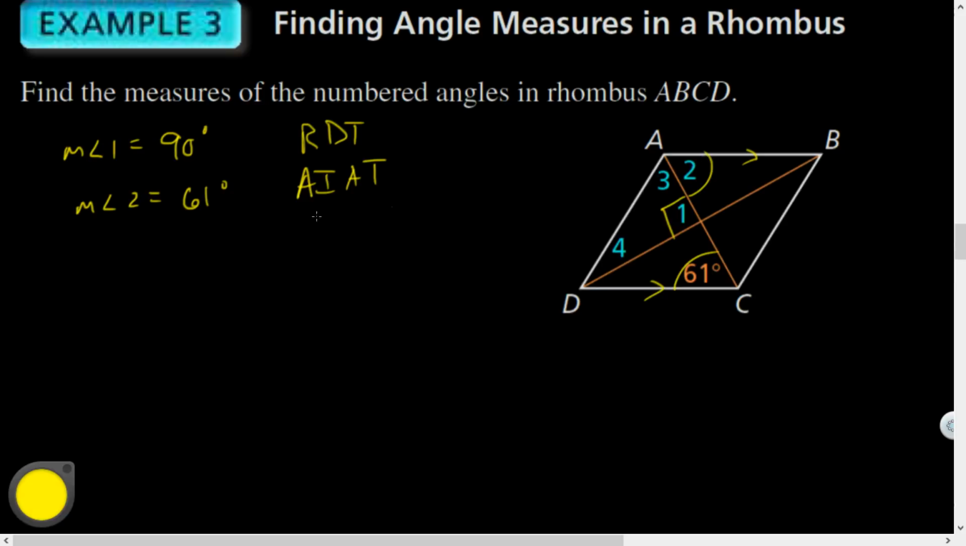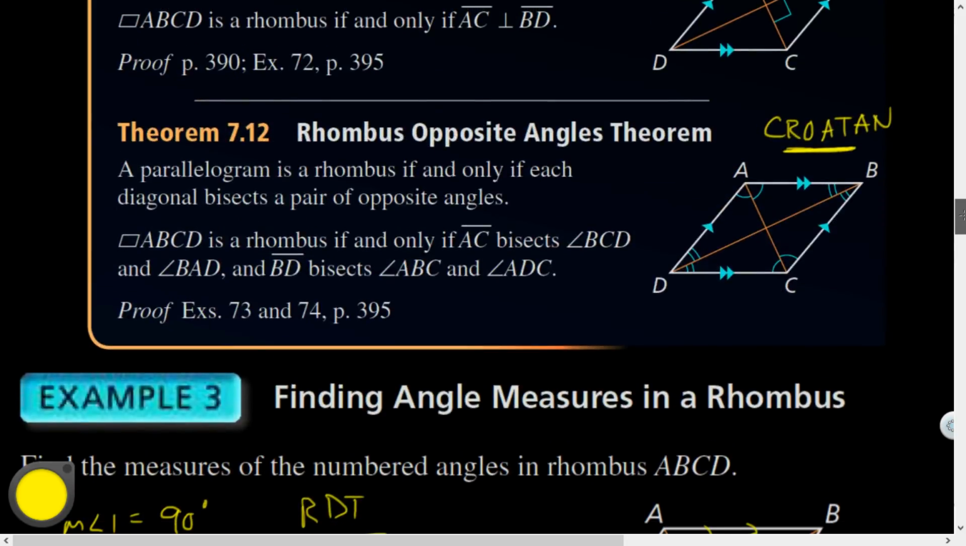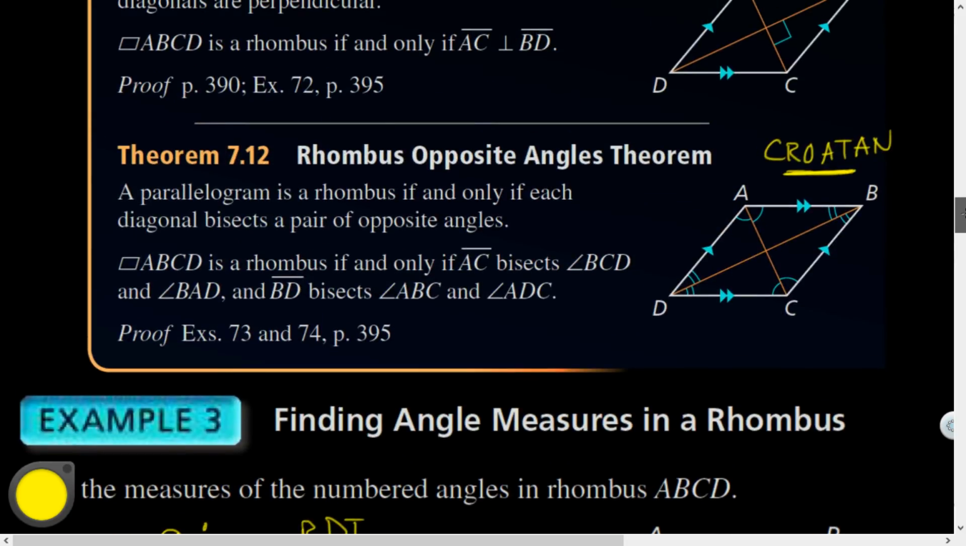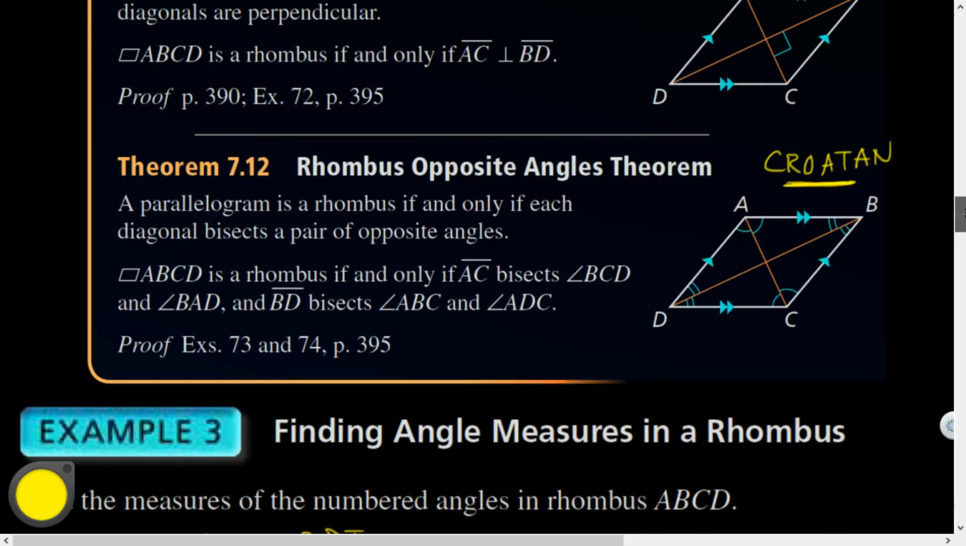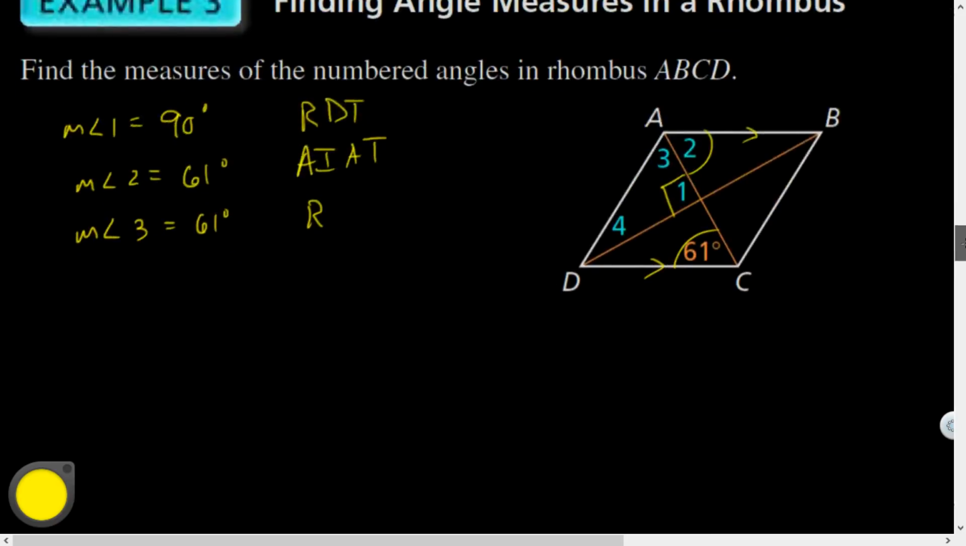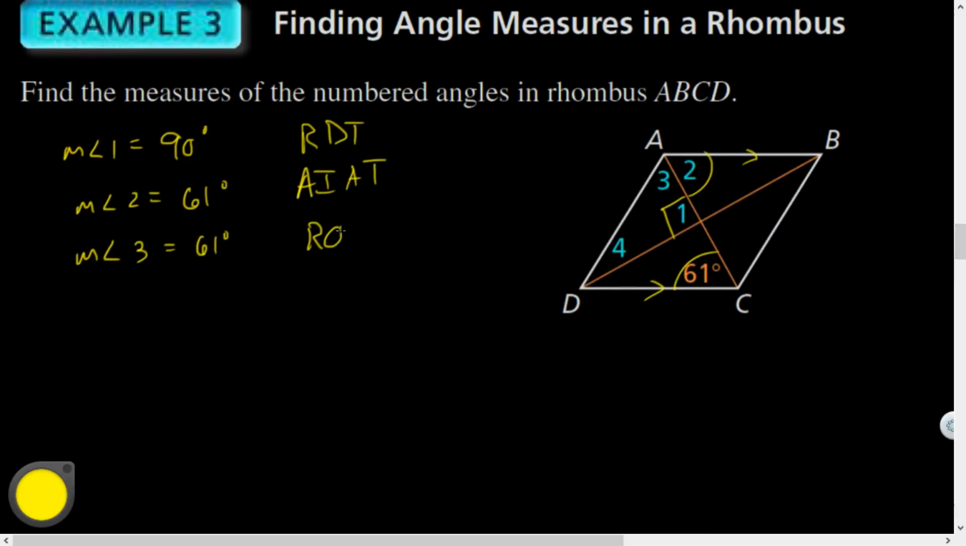Okay. How about 3 and 2? Those are the same. Why? Because rhombus, what was it? ROTE, right? But I already forget what it stood for. Opposite angles theorem? Bisect a pair of opposite angles. Okay. Opposite angles theorem. ROTE. And then, how am I ever going to find angle 4?